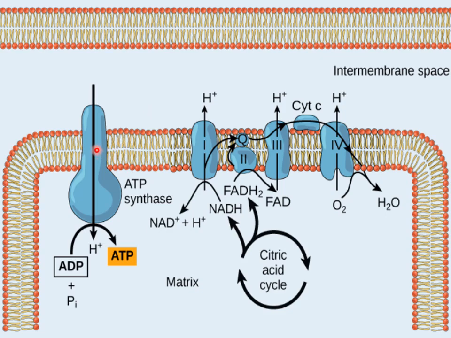So in this complex 5, the ATP synthase enzyme acts as a carrier, or provides a passage for the protons to move from the intermembrane space into the matrix, where in the presence of ADP and Pi it gets converted into ATP, which is the main product of the process of respiration.